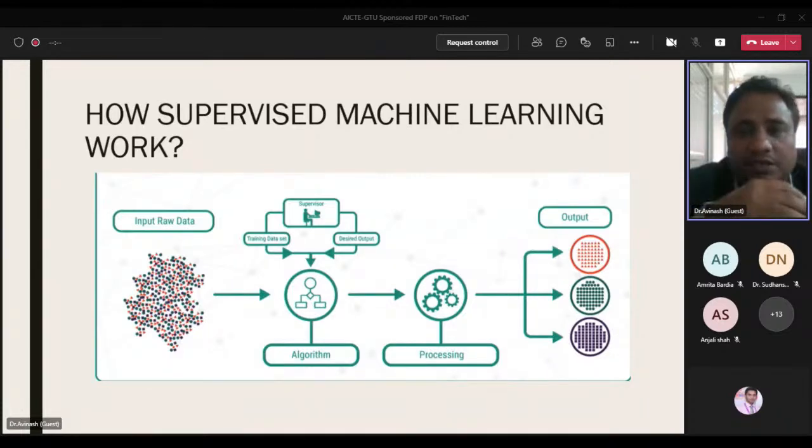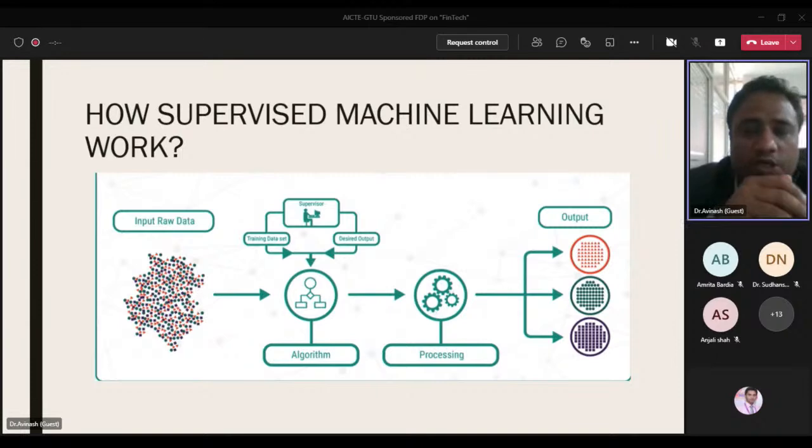Suppose it is text data, suppose it is audio data, suppose it is image data. For all types of data sets, the same algorithm does not work. We have to use different algorithms, because different algorithms have different features and different characteristics. Okay, do you all agree? Based on this, we train the data set using the algorithm, and after that comes the processing.